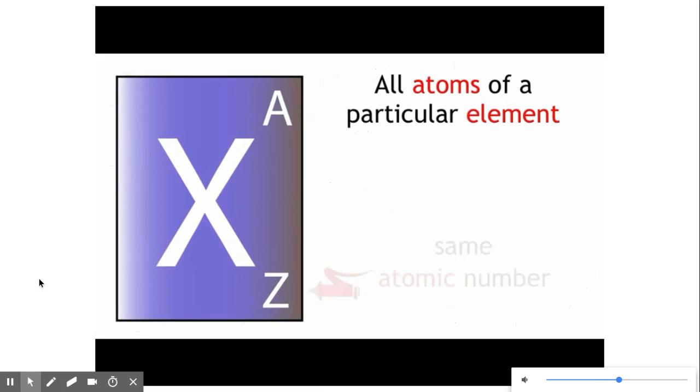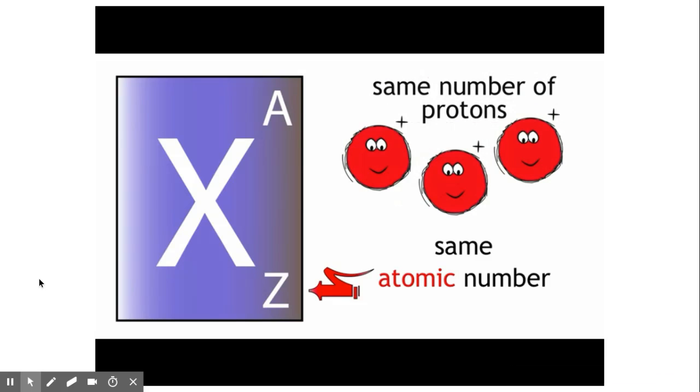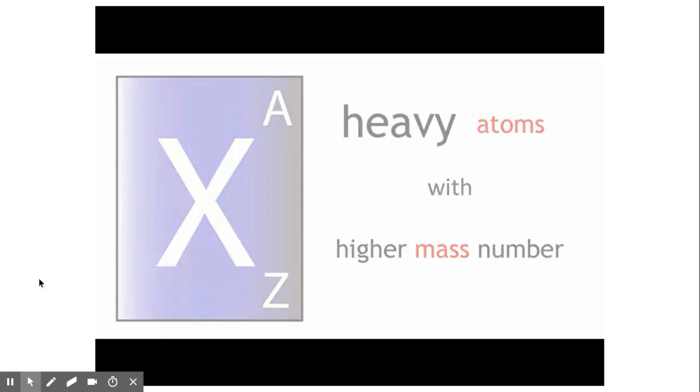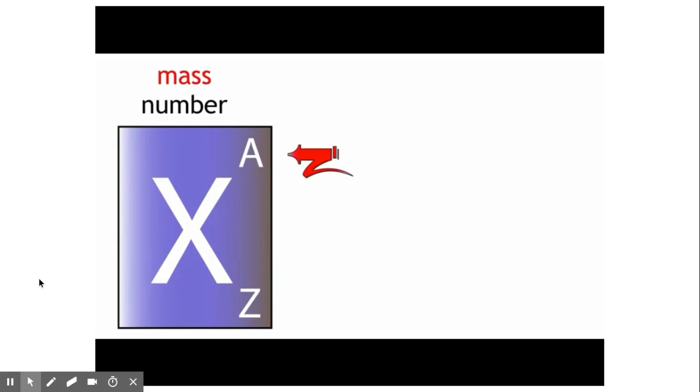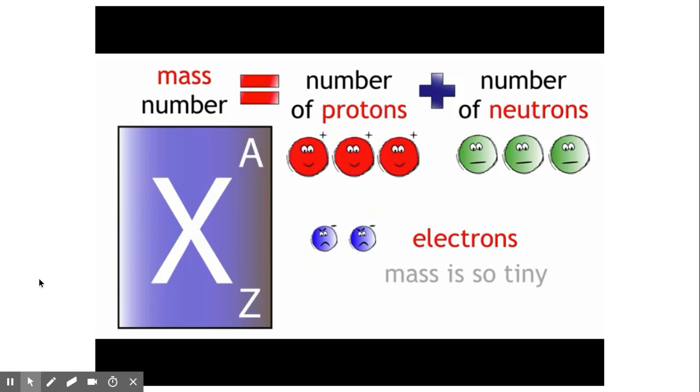All atoms of a particular element have the same atomic number. This means that they all have the same number of protons. But sometimes you can find heavy atoms of a particular element. These atoms have a higher mass number. The mass number is equal to the number of protons plus the number of neutrons. We can ignore the electrons as their mass is so tiny.